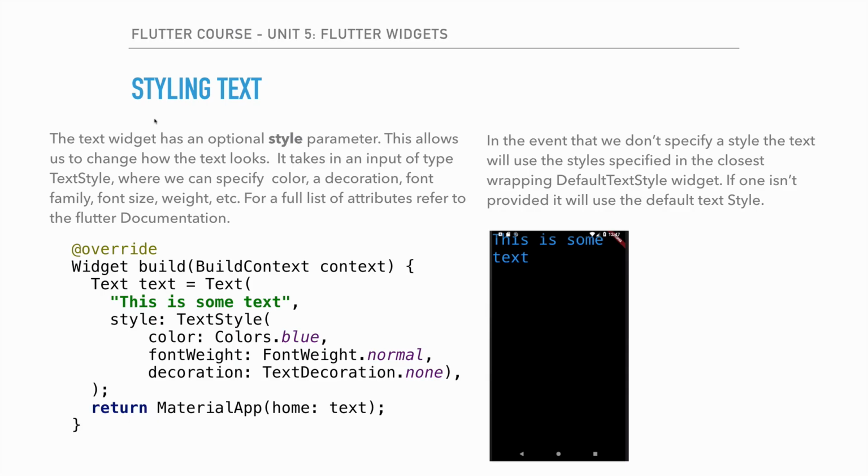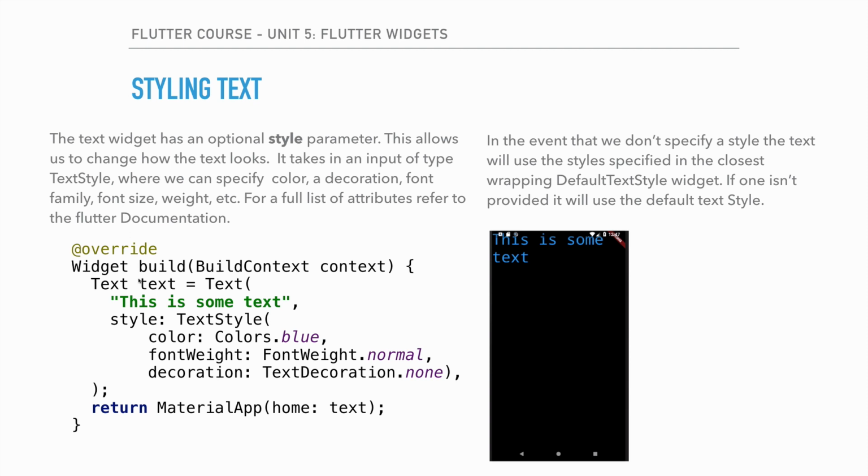All right. So you can see here, we can also style text. So the text widget has an optional style parameter. This allows us to change how the text looks. It takes in an input of type text style, so this text style class, where we can specify a color, a decoration, font family, font size, weight, and so on. And for a full list of attributes, refer to the Flutter documentation. You can take a look at text style, and you can see the entire list of everything that we can actually add there. But we can see a very simple example here.